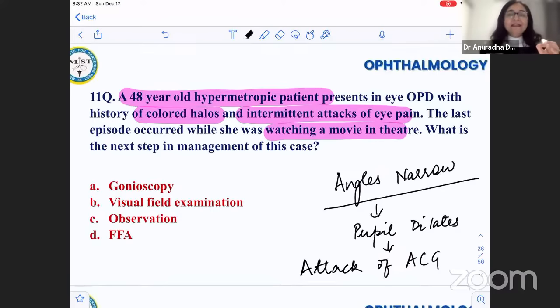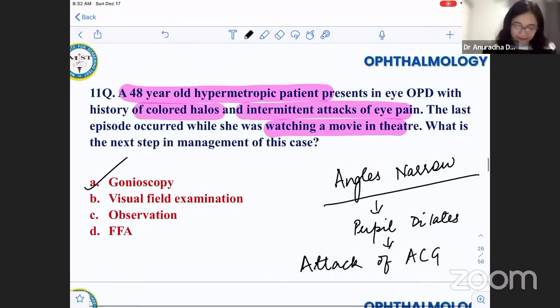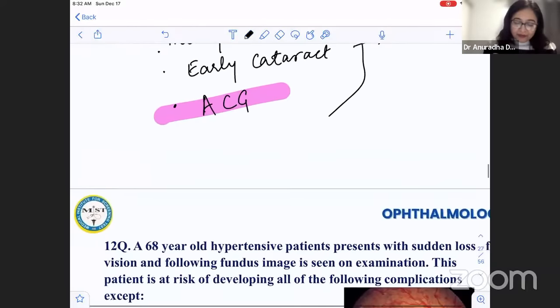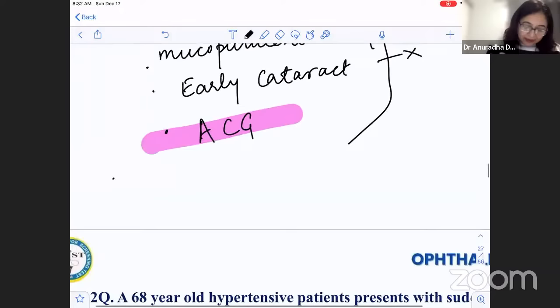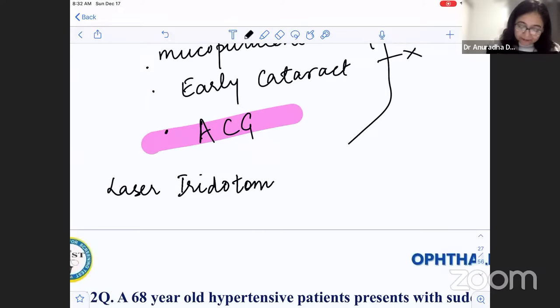So to identify these patients, we should do gonioscopy. Gonioscopy is the examination of the angle of the anterior chamber. So when on examination you find that this patient is having narrow angles, you know these patients are at risk of developing future attacks. So what is the treatment here? The management is gonioscopy. And what is the treatment? The treatment to prevent the future attacks is to go for laser iridotomy in both eyes.